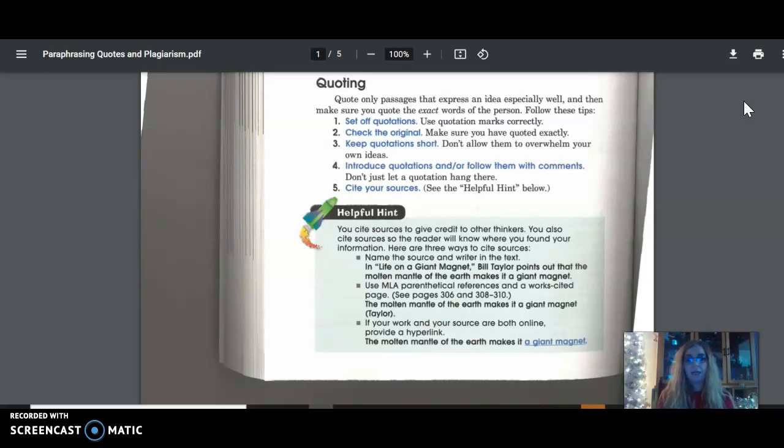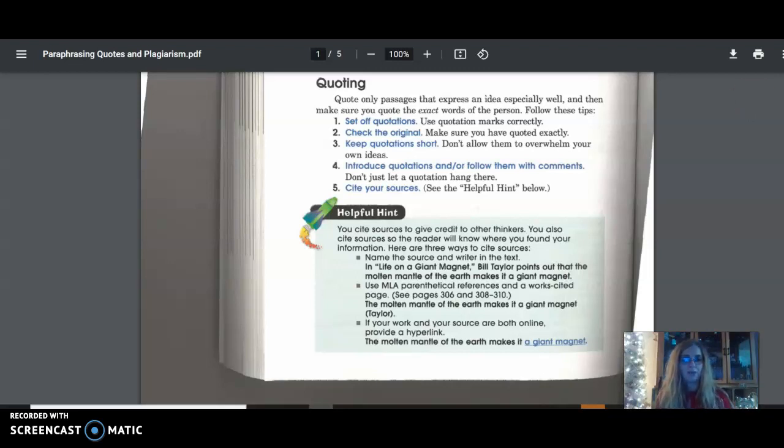Number 4, introduce quotations and/or follow them with comments. So you don't want to just throw a quote out there without giving some context prior to that, and then explaining it a bit even afterwards. Okay, so that's all about the context. And then number 5, cite your sources.